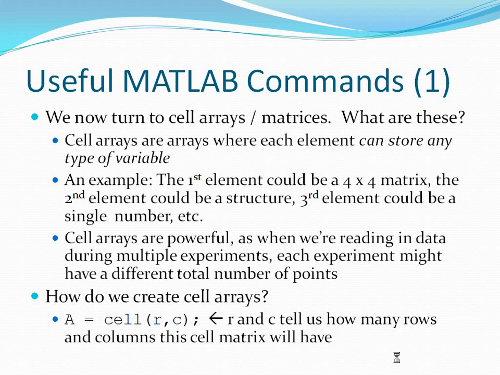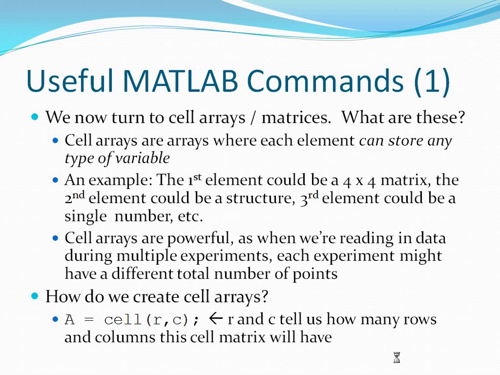So you can think of a cell array as an array that stores multiple types of other variables in each index. Cell arrays are pretty powerful because when you're reading in data during multiple experiments, the size of the data might change depending on each experiment that you run. So cell arrays are good for storing matrices of different lengths or different sizes in each index of a cell array.